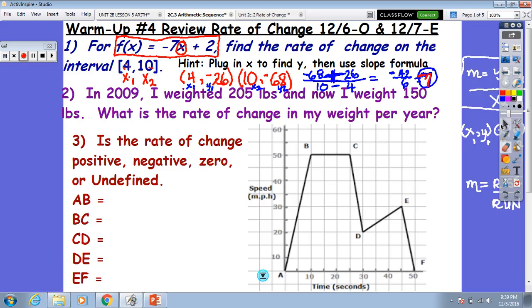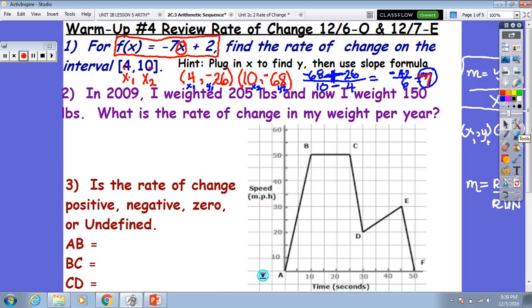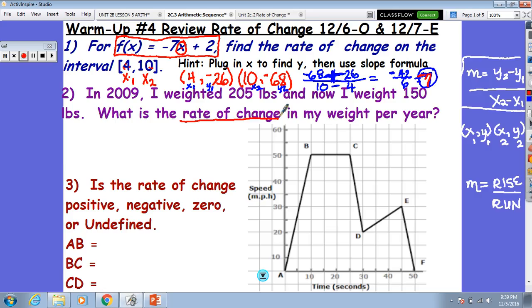Alright, for number 2, that gave me a word problem. So my goal, because I see the words rate of change, is to find the 2 points that I'm going to be using to create my slope formula.